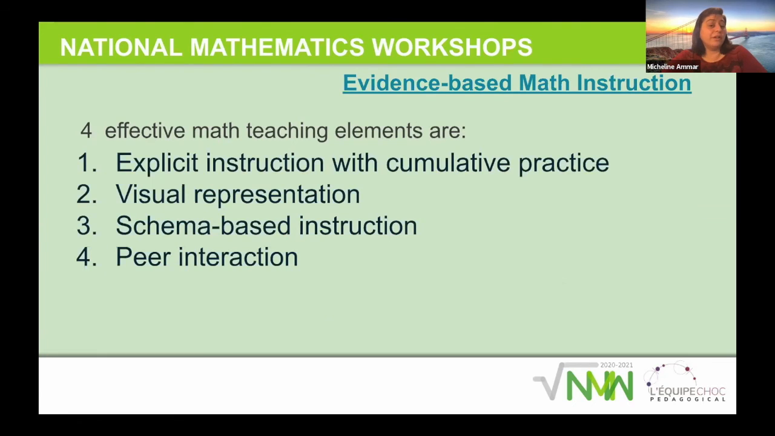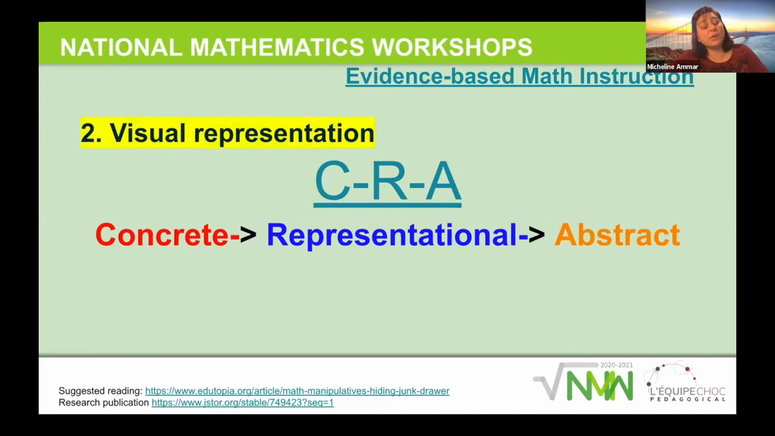Of course, there are four effective math teaching elements that are actually researched, tested, and approved: explicit instruction with cumulative practice, visual representation, schema-based instruction, and peer interaction. We will only focus on the second one, the visual representation. And this is where I'm going to present to you the model CRA. CRA is a model that is used in the teaching of math. C stands for concrete, R for representational, and A is for abstract.